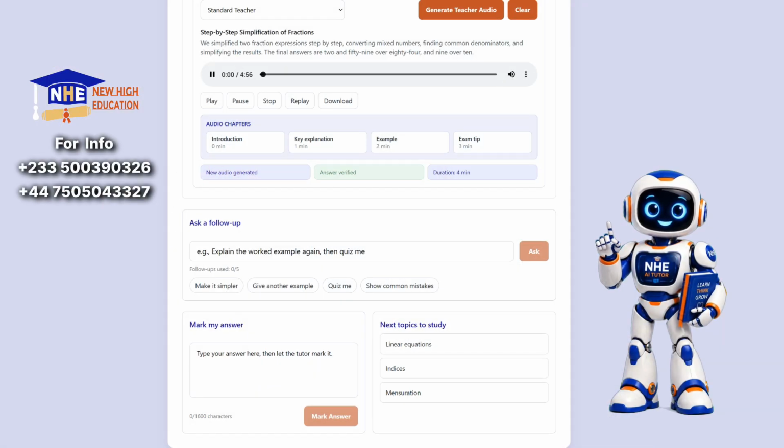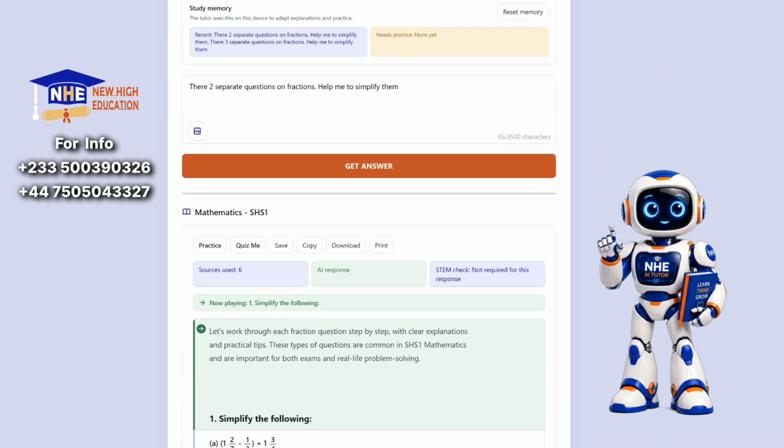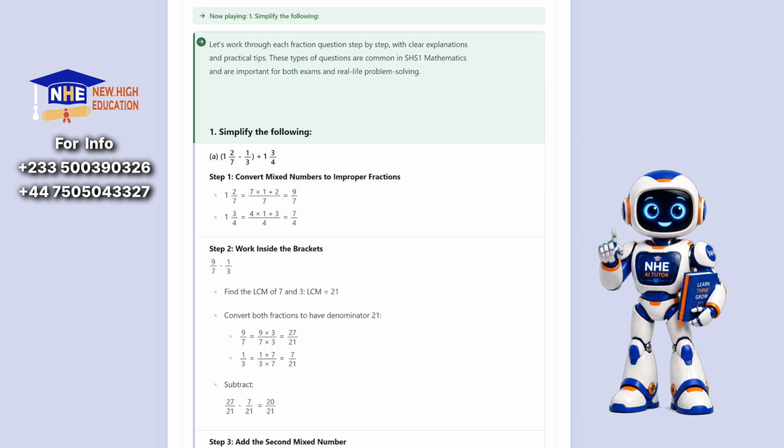Let's work through each fraction question step by step with clear explanations and practical tips. These types of questions are common in SHS 1 mathematics and are important for both exams and real-life problem solving. 1. Simplify the following. A. Open bracket, 1 2/7 minus 1/3, close bracket, plus 1 3/4.